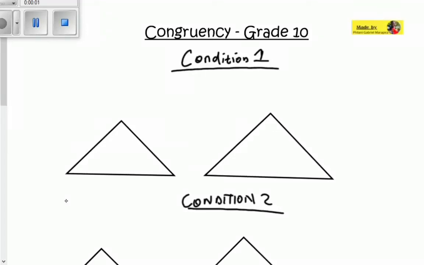Congruency is a concept that suggests that triangles are the same, or rather equal, at certain conditions. Today we're going to be looking at congruency and its conditions.